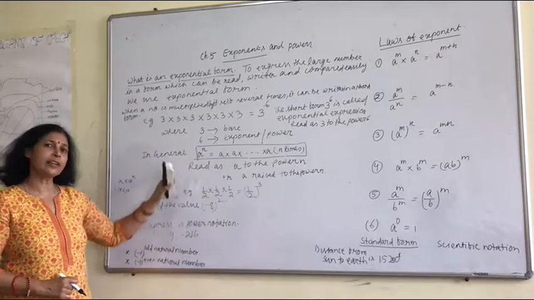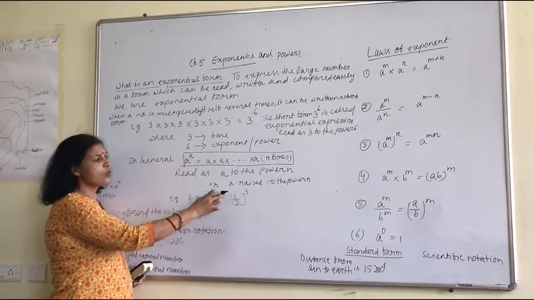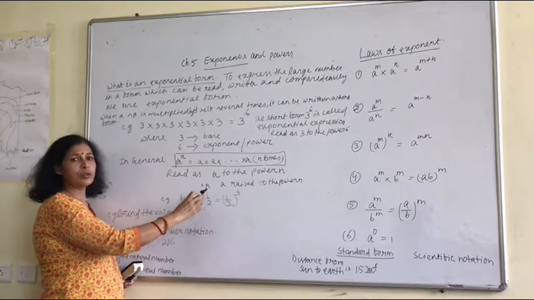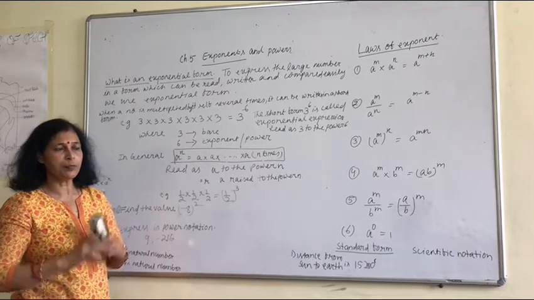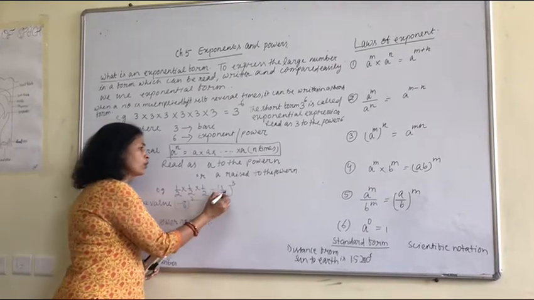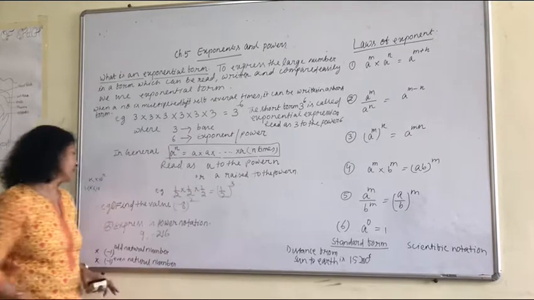Take another example. Suppose 1 by 2 is multiplied 3 times: 1 by 2 into 1 by 2 into 1 by 2. That means you can write (1/2) to the power 3. So 1 by 2 is your base, and 3 is your power.